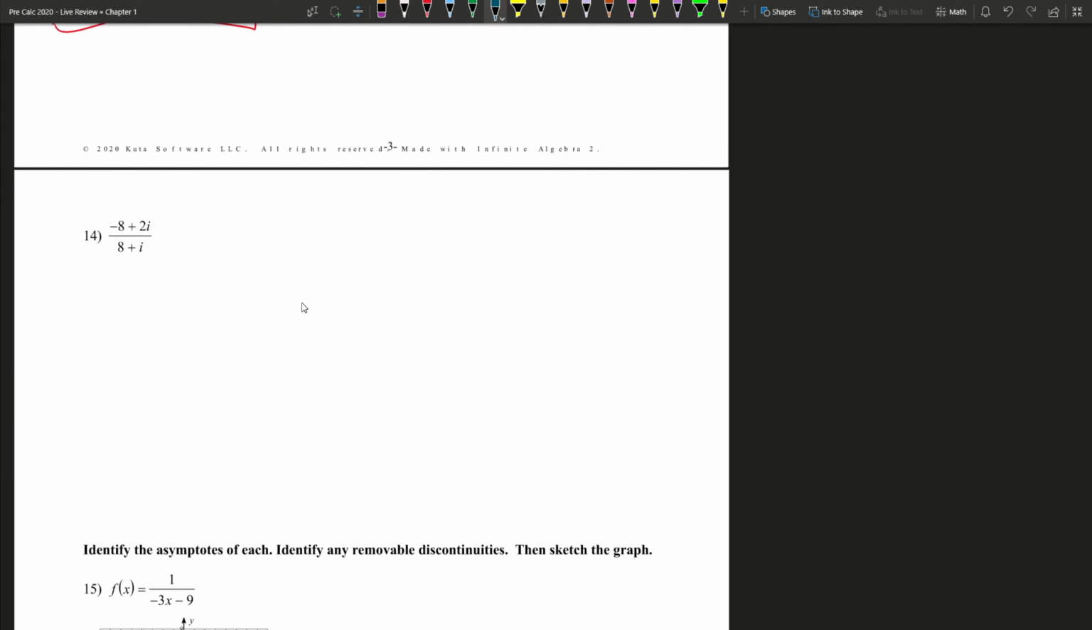14 is where it gets a little bit trickier, right? So we have a sum in the denominator. Whenever we have that, we need to multiply by the conjugate. So we need to multiply by 8 minus i over itself.